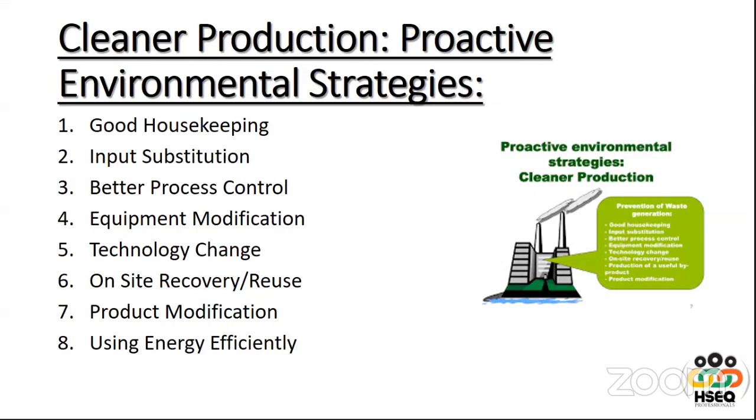What are proactive environmental strategies? Basically, cleaner production strategy is a proactive environmental strategy, which includes good housekeeping. It is also good for quality management, occupational health and safety management, and food safety management. Input substitution, it means changing raw materials and replacing them with more environmentally friendly ones. Better process control. By better process control, your product will conform to the requirements and less waste will be generated.